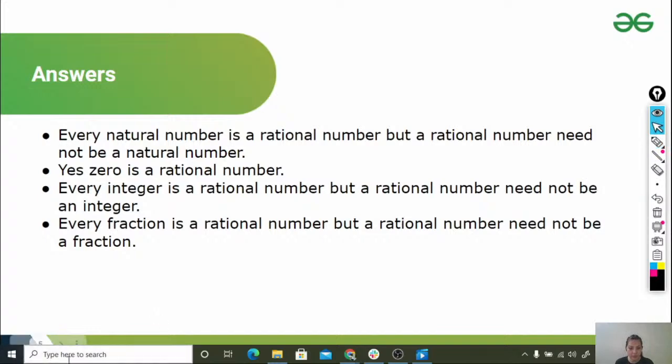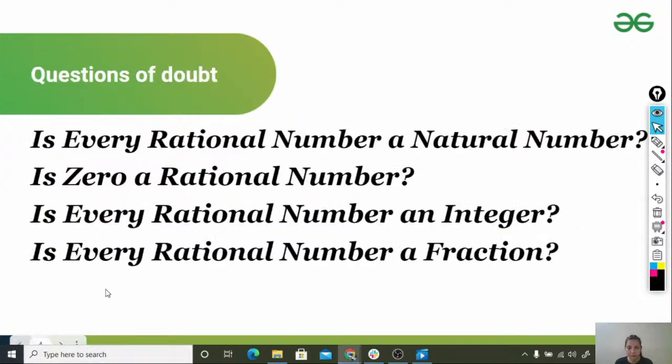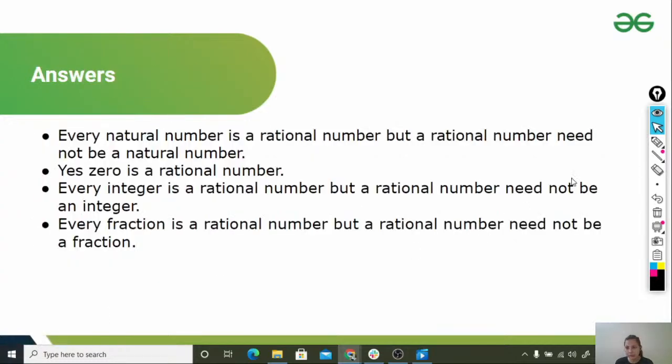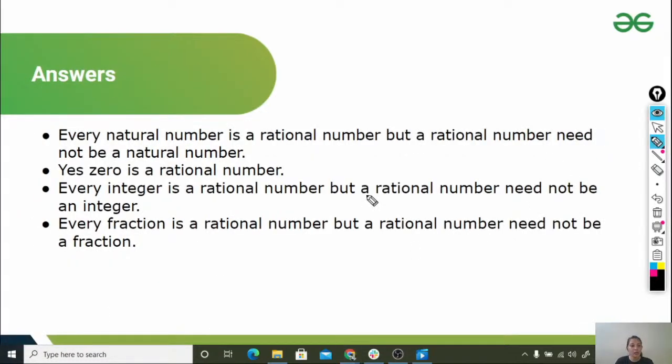Now, what was my other question? Let me show you. Now, next question is, is 0 a rational number? So what do you think? 0 rational number है? Okay. So let me explain you the answer. Yeah. So yes, 0 is a rational number.